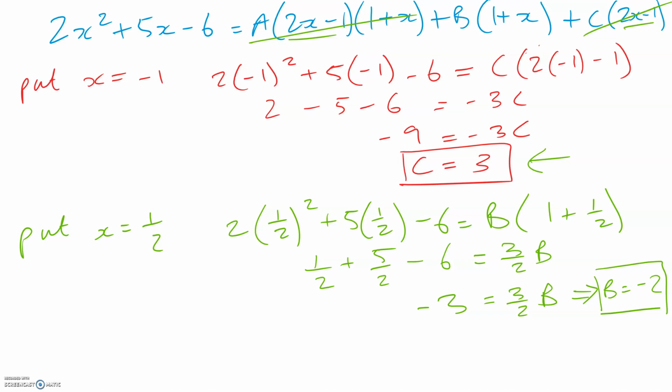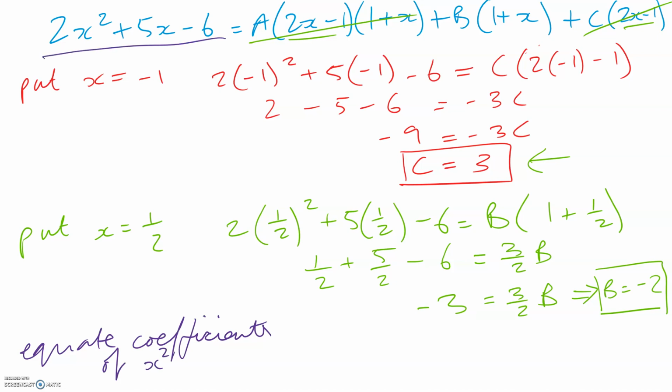Okay, so far we know that c is 3, we know that b is minus 2. All we need to do now is work out what a is, and it's no use substituting, trying to get the brackets equal to 0 anymore, so we need to equate coefficients. If we equate coefficients of x squared, I think it would be the easiest. You can see that on the left hand side of this equation, the only coefficient of x squared is 2. So the left hand side would be 2.